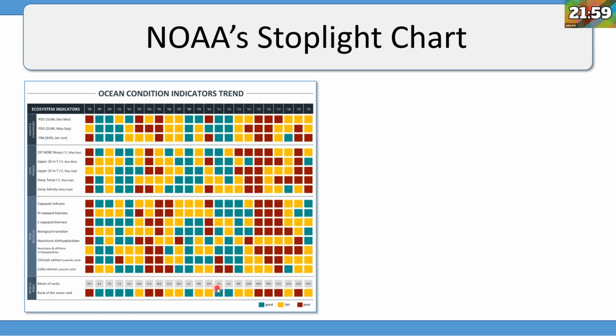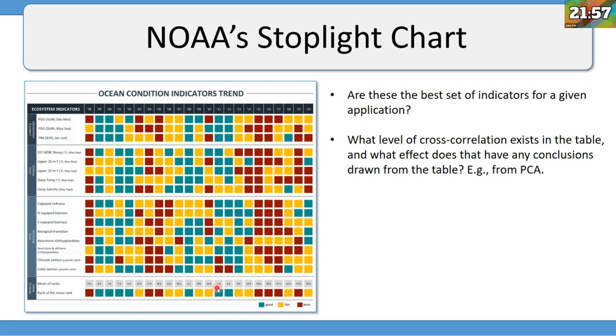I have a couple of questions I just want to bring to light on this, because they're things I've been thinking about for a long time dealing with this. The first is, are these the best set of indicators for a given application? We put these together thinking in a general way about ocean conditions, this is a good year or a bad year, but the more that we use this and the more that others use this, we've realized that every stock of fish out there is interacting with the ocean in different ways.